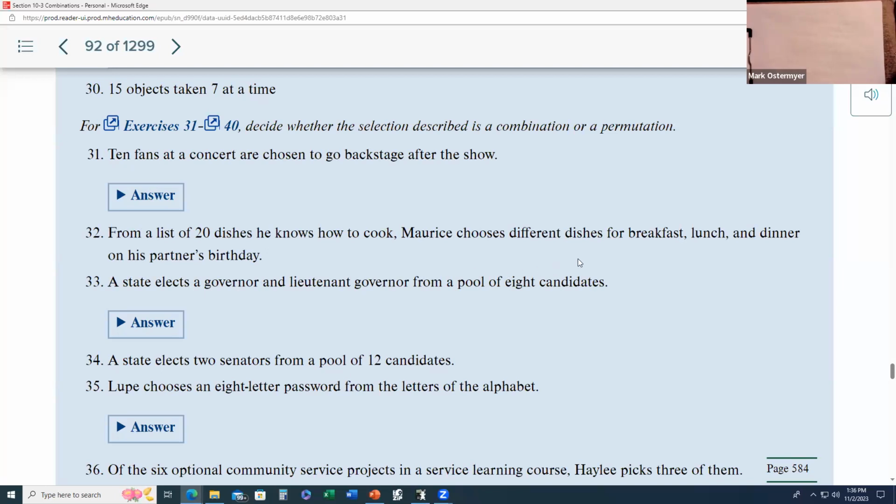Number 32: from a list of 20 dishes he knows how to cook, Maurice chooses different dishes for breakfast, lunch, and dinner on his partner's birthday. Different dishes for breakfast, lunch, and dinner. Well, what do you think? Permutation or combination? Your guess here.